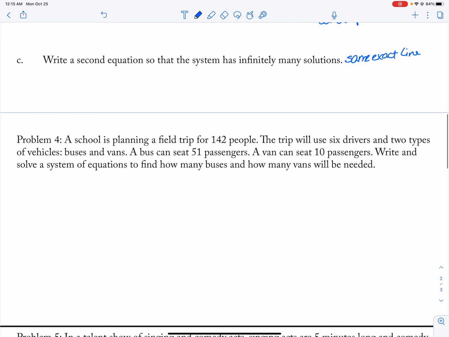When I look at problem 4, and I know it's an even question, when you're trying to do these, you want to look at all the information: 142 total people, 6 drivers, 2 types of vehicles. The bus holds this many. The van holds this many. So what you want is to create 2 equations with 2 variables, and then you want to be able to solve.